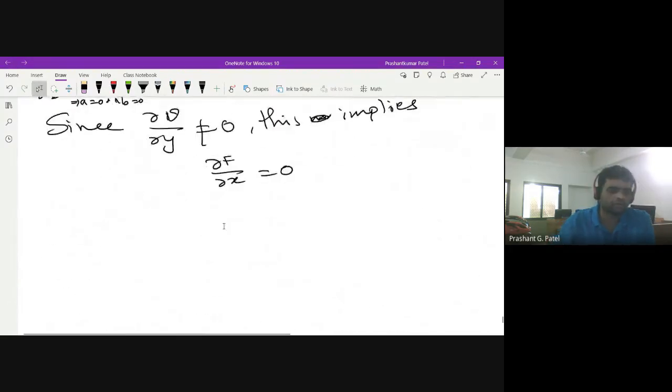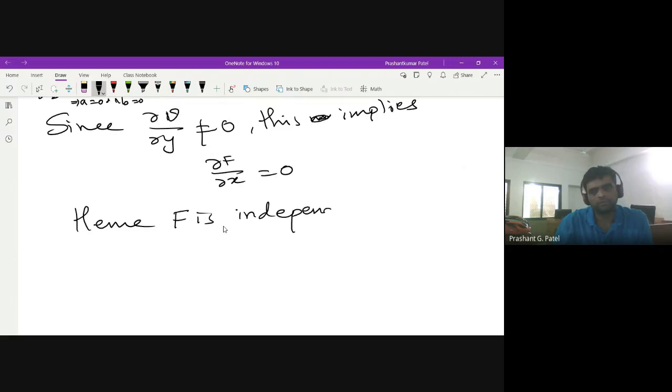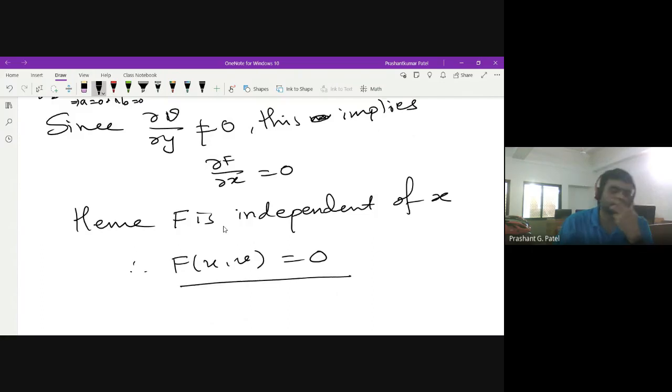That is our objective. So hence f is independent of x. What we have done here, we have proved that this f is independent of x as well as y. That means f is only a function of uv equal to 0. And that was the objective of this lemma.